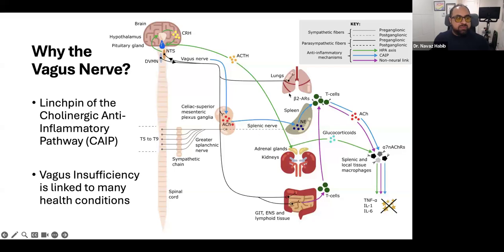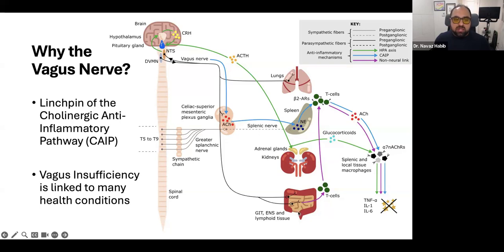So why the vagus nerve? Well, the vagus nerve is the linchpin of the cholinergic anti-inflammatory pathway. Vagus nerve insufficiency is linked to many health conditions. Now, the vagus nerve I mentioned attaches into the brainstem at these two very important nuclei, nucleus tractus solitarius, dorsal vagal motor nucleus. So we've got the afferent, 80% of the vagus nerve is afferent, coming up from the organs up to the brain, and coming into the nucleus tractus solitarius, having its relay points internally, and then having efferent signals come down through the nerve directly to some tissues, such as the lungs, such as the gut, and indirectly to the spleen.